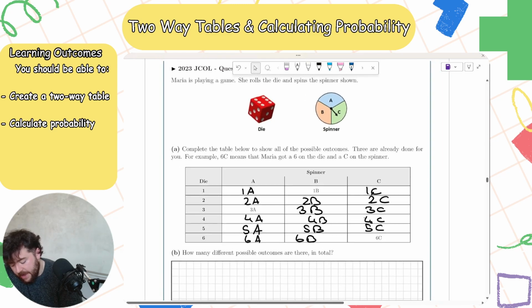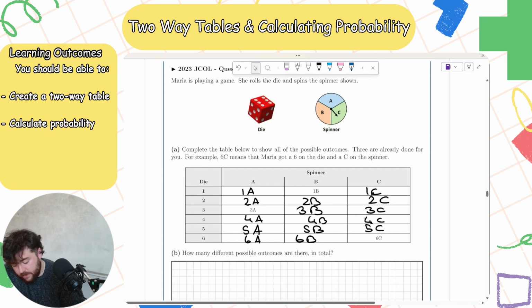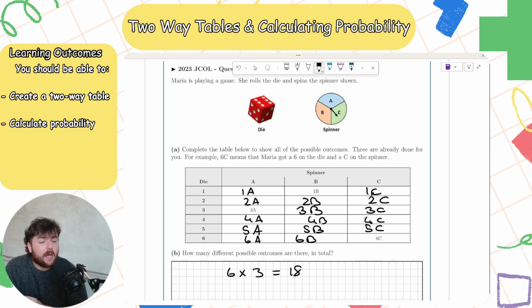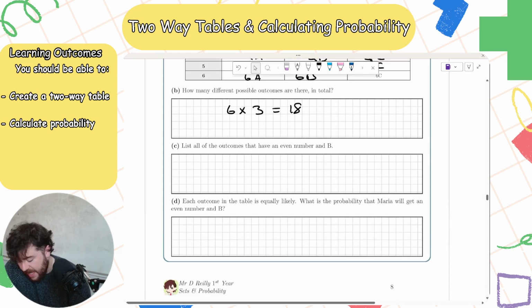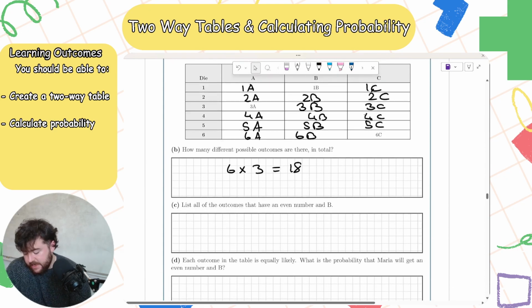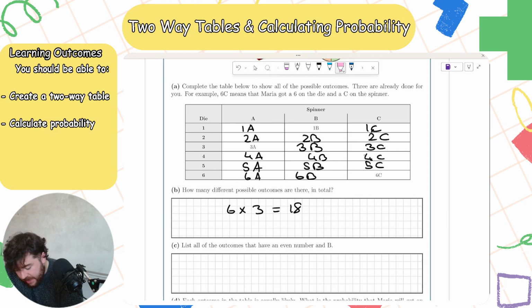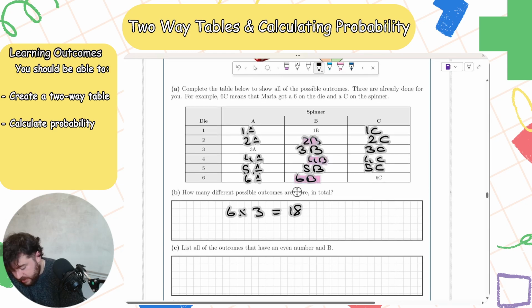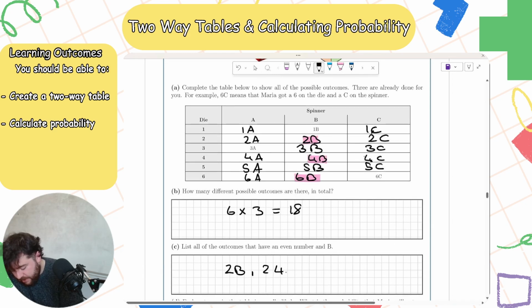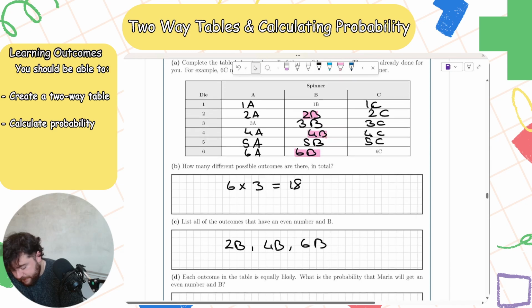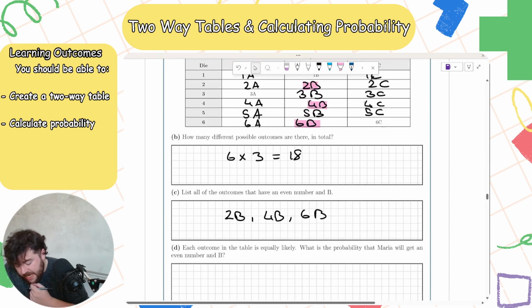How many different possible outcomes are there in total? Well, there are 6 times 3, so 18 possible outcomes. And then finally, list all of the outcomes that have an even number and B. So that's just going to be 1, 2, 3. There's only 3 of them. So that's just 2B, 4B, and 6B.